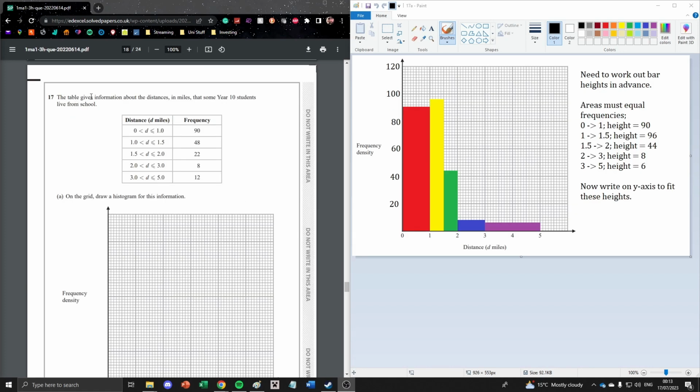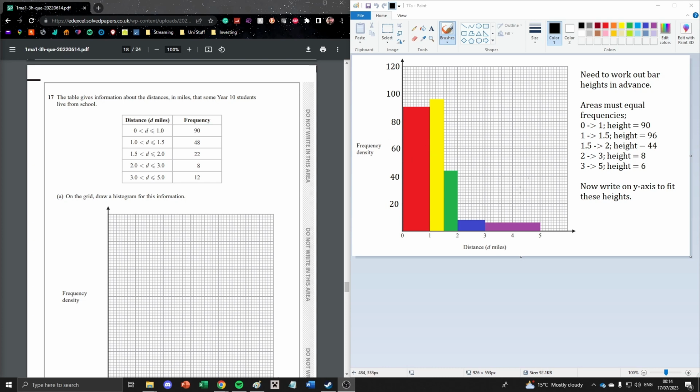Question 17a looks at histograms. We're given a table giving the distance that some students live from school, distance d miles, and then the frequency. And we're asked to plot this data onto a histogram. The main thing to remember about a histogram, of course, is that the area of the bars is what represents the size of the data and not the height.